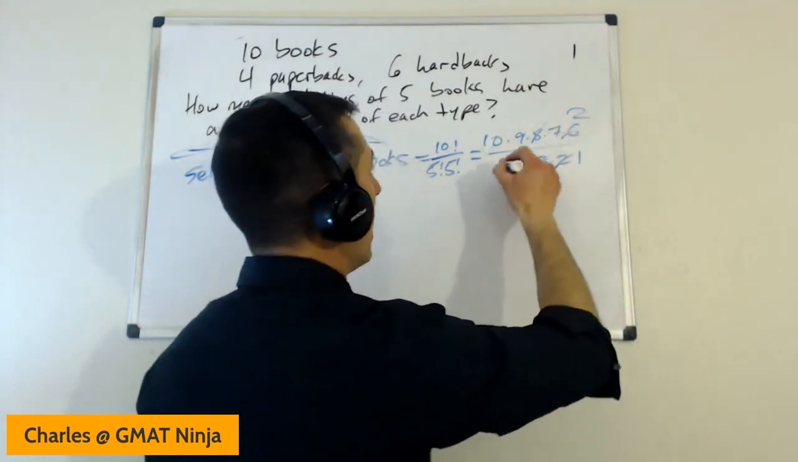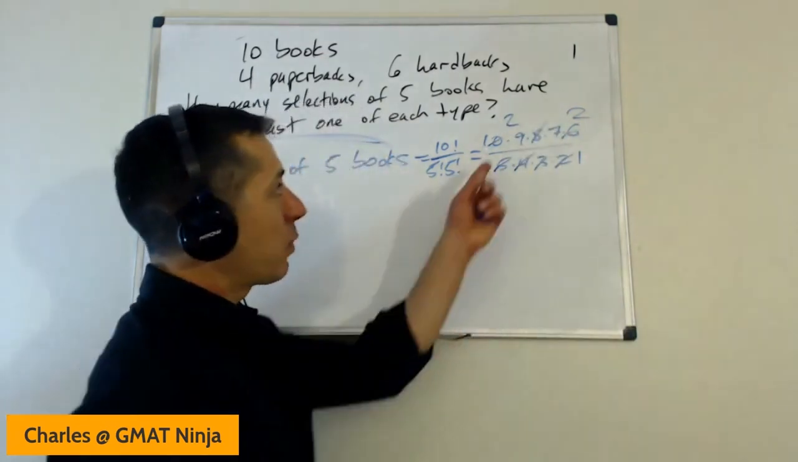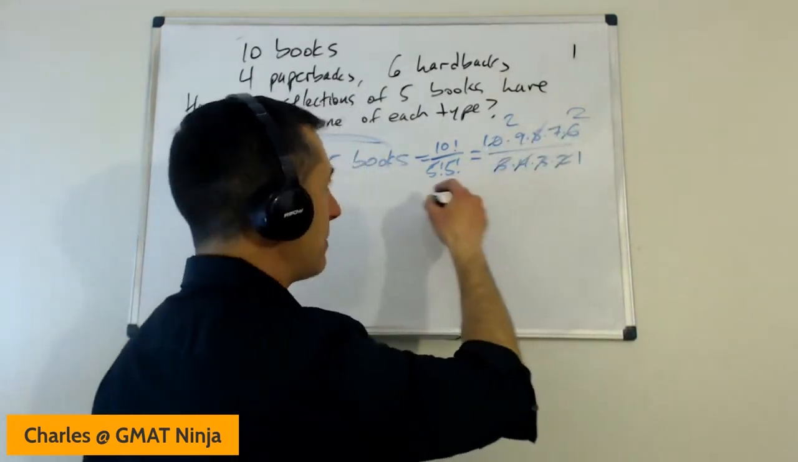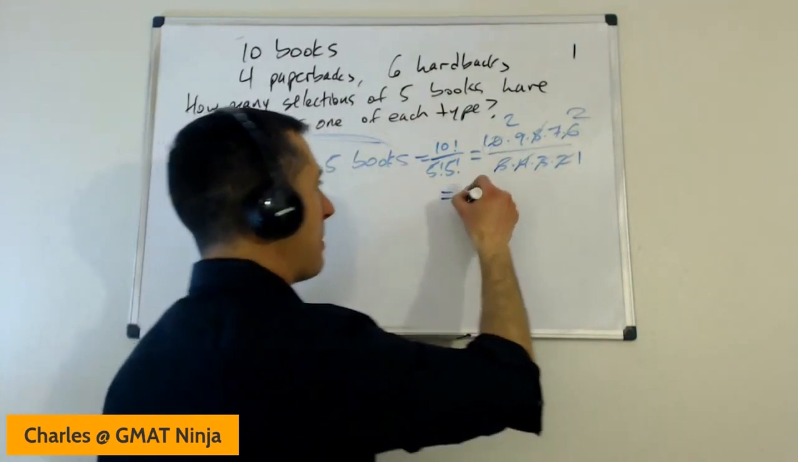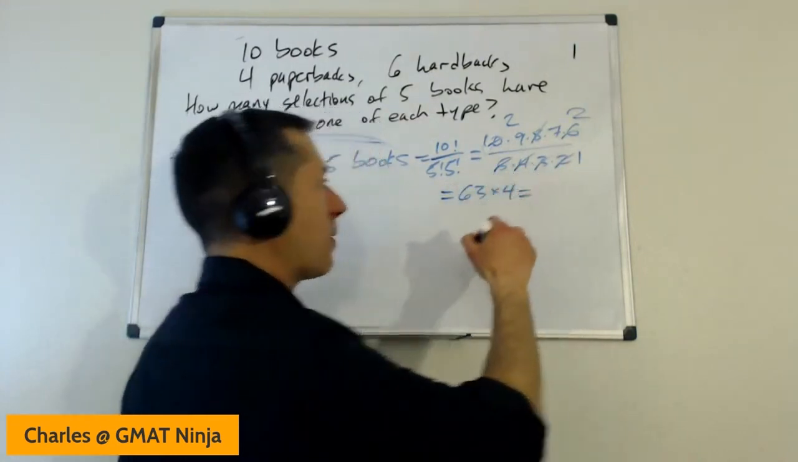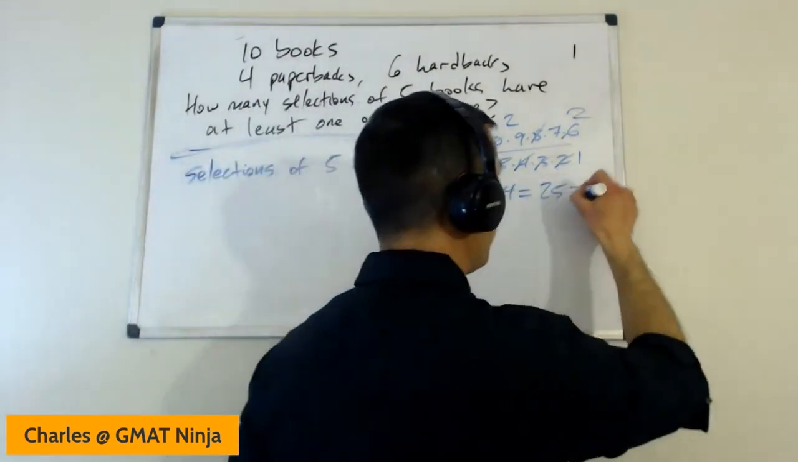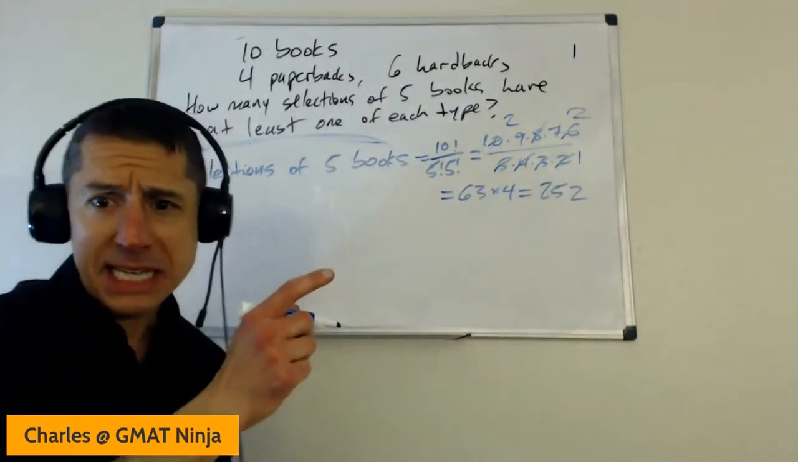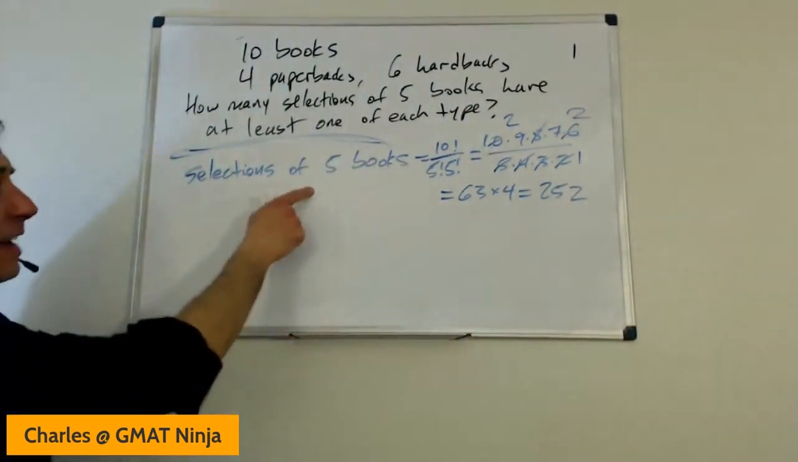Whatever, that's fine. Times 2, so I got 4 times 9 times 7 there, so 63 times 4. Somebody please check my math. So I'm on hour number 13, but 252, I believe. Hopefully that's what everybody's getting. So that's selections of 5 books.